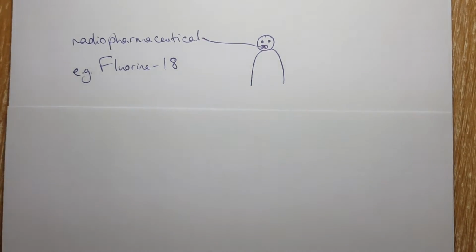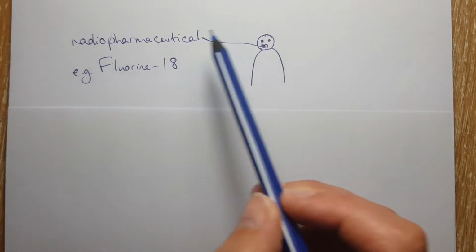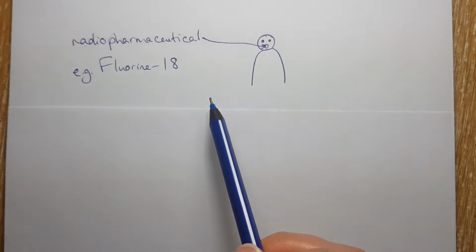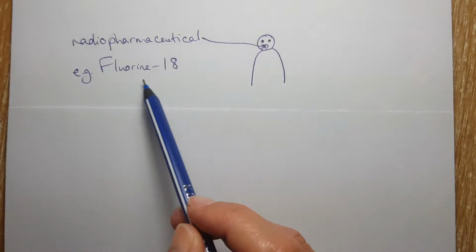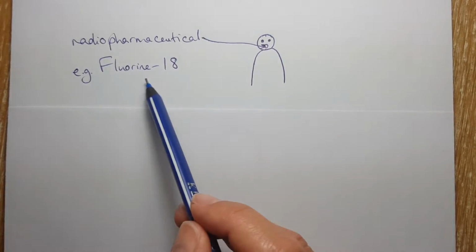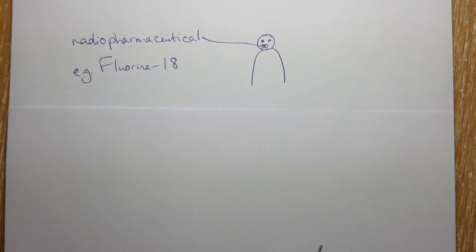Okay, so just as with the normal tracer, your patient will ingest the radiopharmaceutical. Remember, that means radioactive drug. In this case, though, it's usually fluorine-18. So this is a radioactive isotope, but the unstable nuclei of this isotope decay by emitting positrons.